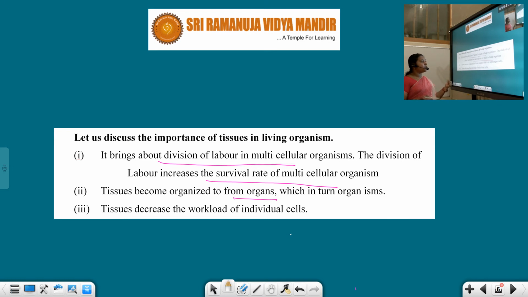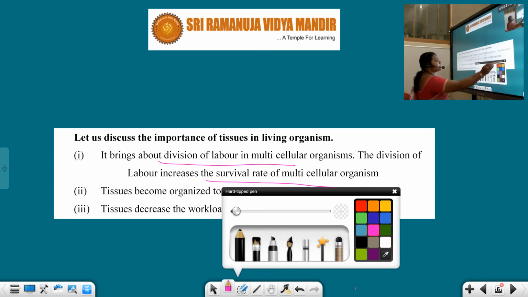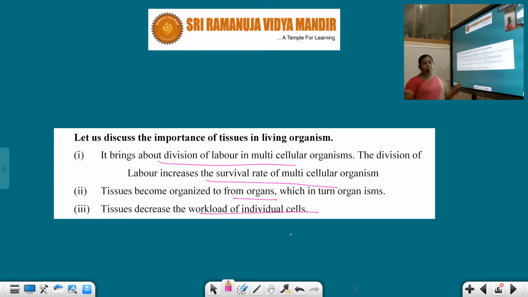Tissues decrease the workload of individual cells. See, students, tissues decrease the workload of individual cells. If only a single cell is assigned the function, it may not be capable of doing the full work. As a tissue has n number of cells present, they share the concerned work, so they can perform well. These are the importance of tissues in the living organism.